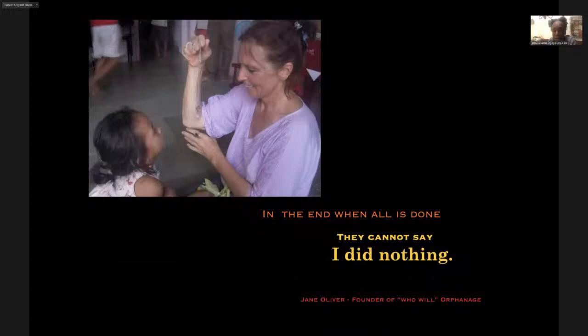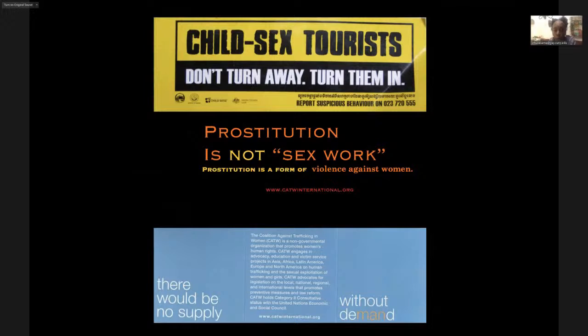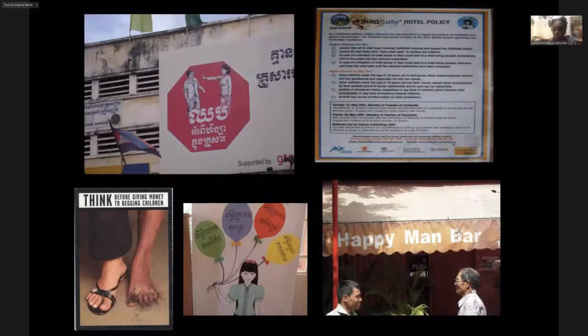I met this woman in Cambodia, and I love her saying, in the end, when all is done, they cannot say that I did nothing. She started an orphanage for children who live on the streets. These are signs that are progressively coming up in Cambodia and lots of parts of the world where sex trafficking is an institution, is these signs. I look for these signs, and they keep me from staying in certain hotels that do not have these signs.